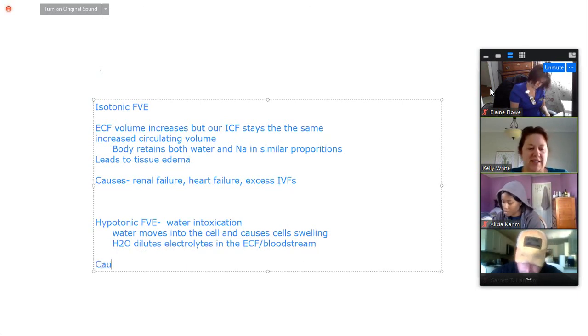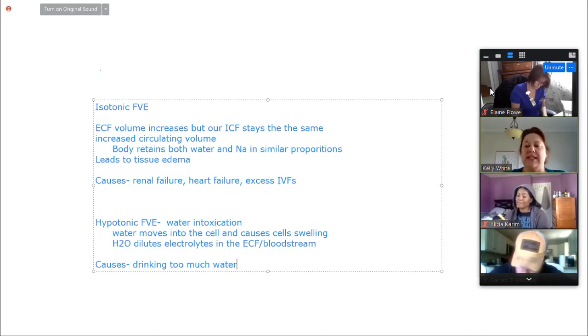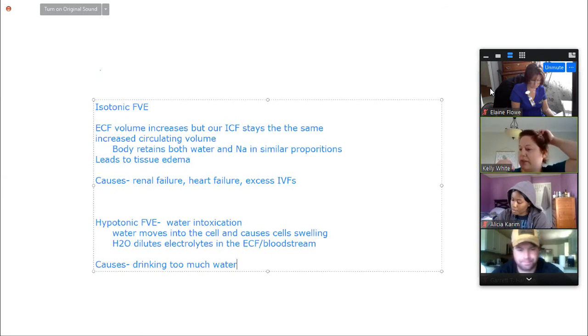So some causes for water intoxication is drinking too much water. So imagine you have this patient who has some cognitive impairment, or patients with bipolar or OCD, where that's one of their obsessive traits or characteristics, where they're just drinking too much. You can drink too much water and it ends up screwing up your fluid balance.